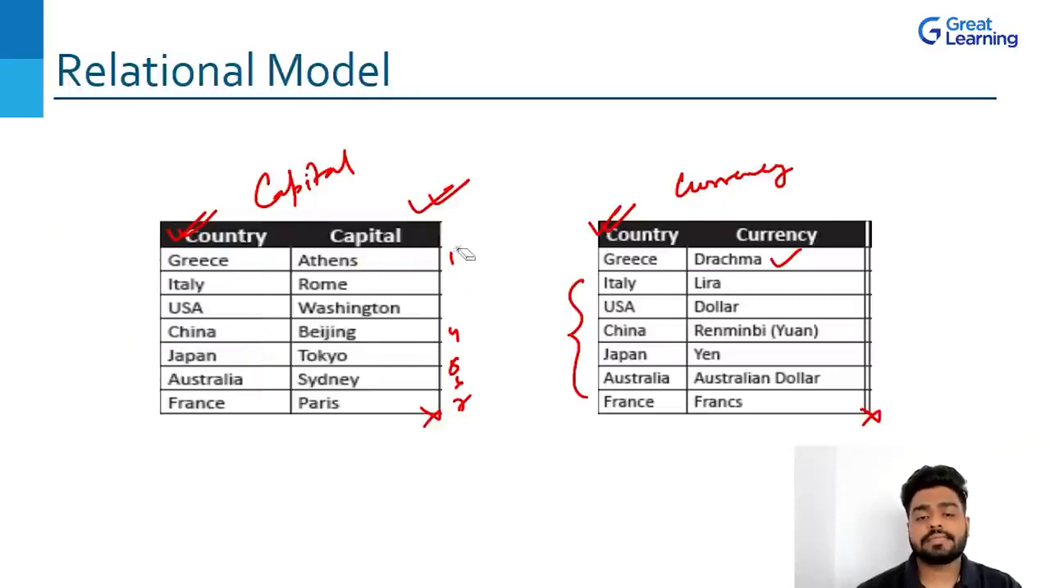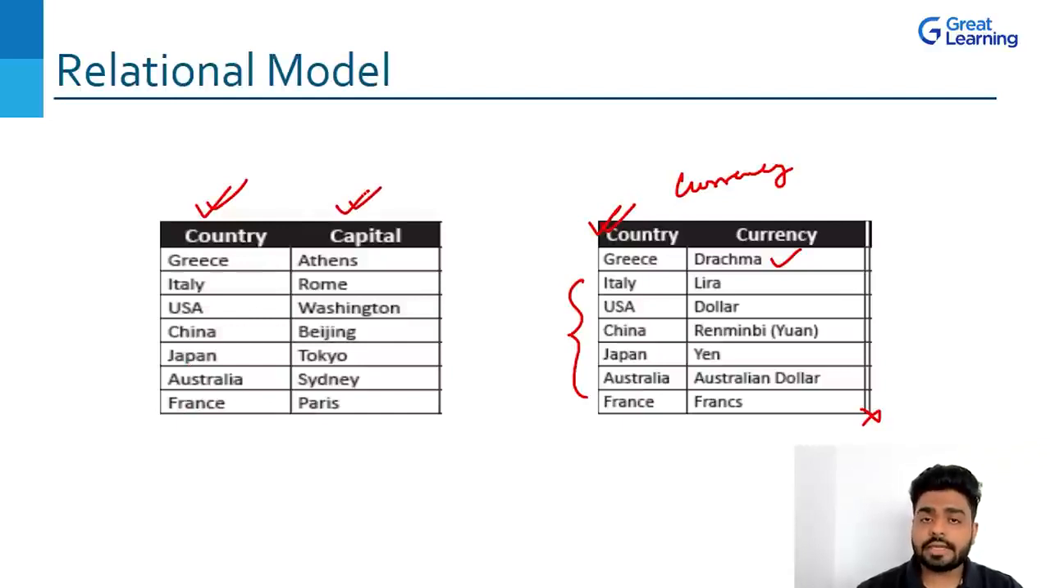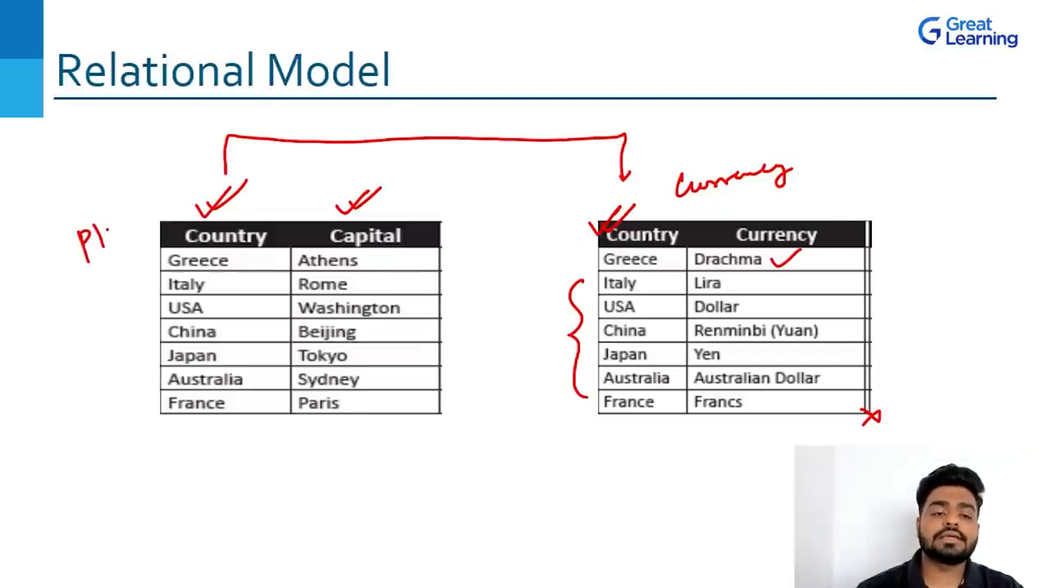So let's say that I have this capital table. Now in the capital table, which particular column is uniquely defining? Country. Country is all unique. Capital is also unique, but country is the particular column which is relational, which is showing a relation with the currency table, because in the currency table we also have country. So country is our primary key in this table, okay?